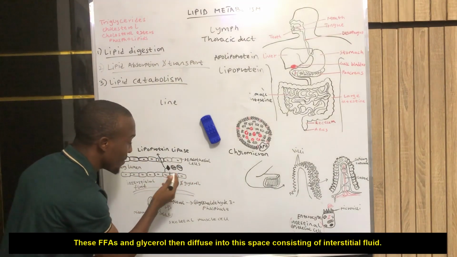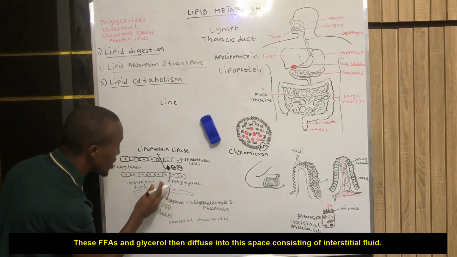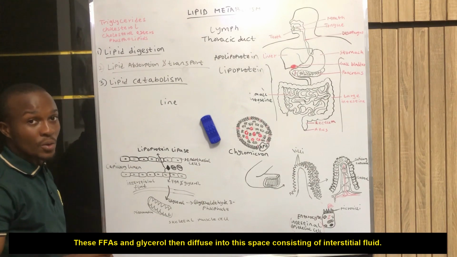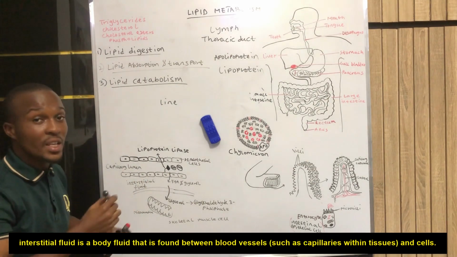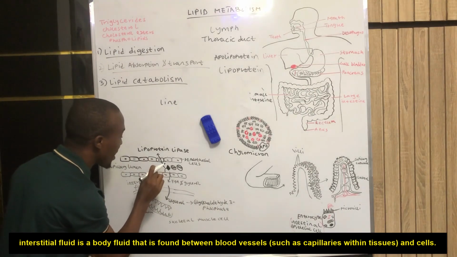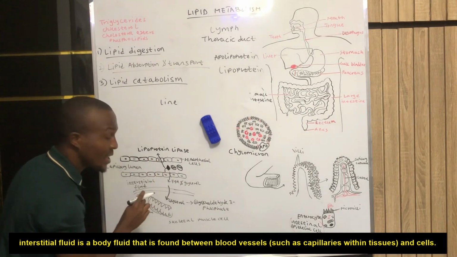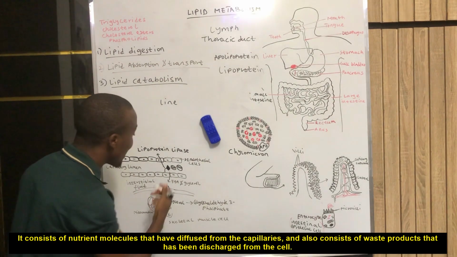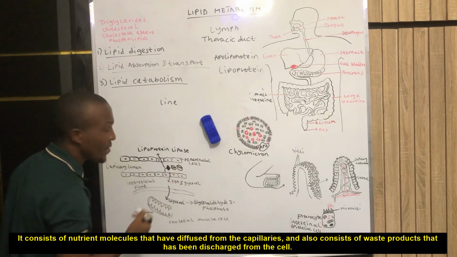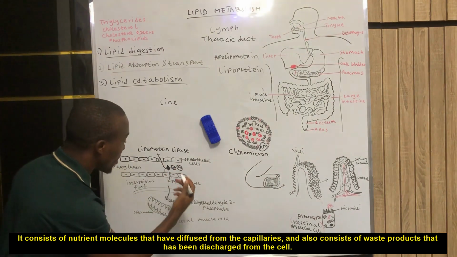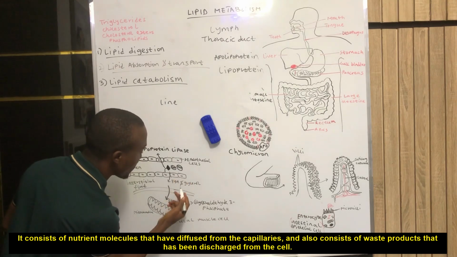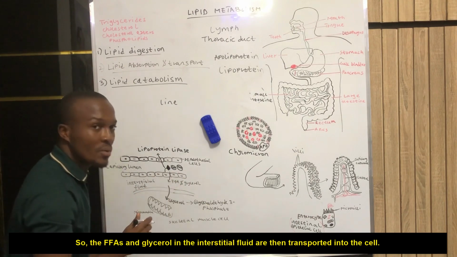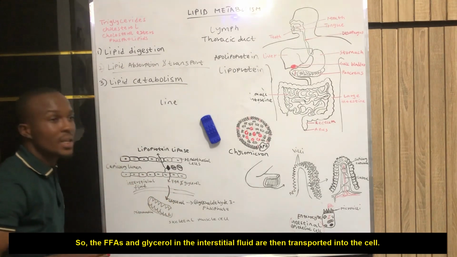These free fatty acids and glycerol then diffuse into this space, which consists of interstitial fluid. Interstitial fluid is a body fluid found between capillaries, between blood vessels and cells. This interstitial fluid contains nutrient molecules that have diffused from the capillaries, and it also contains waste products that have been discharged from the cell. So the free fatty acids and glycerol in the interstitial fluid are now transported into the cell.